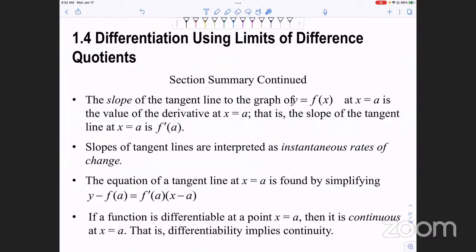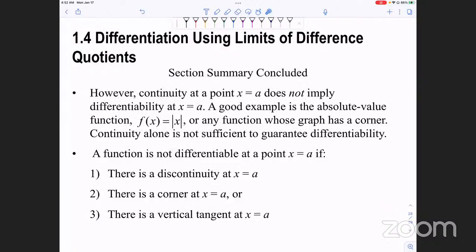If a function is differentiable at a point x equals a, then it is continuous at x equals a. That is, differentiability implies continuity. But the reverse is not necessarily true. Continuity does not imply differentiability, but differentiability implies that it's continuous. It has to be continuous. However, continuity at a point does not imply differentiability. A good example is the absolute value function. The absolute value function is continuous everywhere, but it's not differentiable everywhere, or any function whose graph has a corner. Continuity alone is not sufficient to guarantee differentiability.